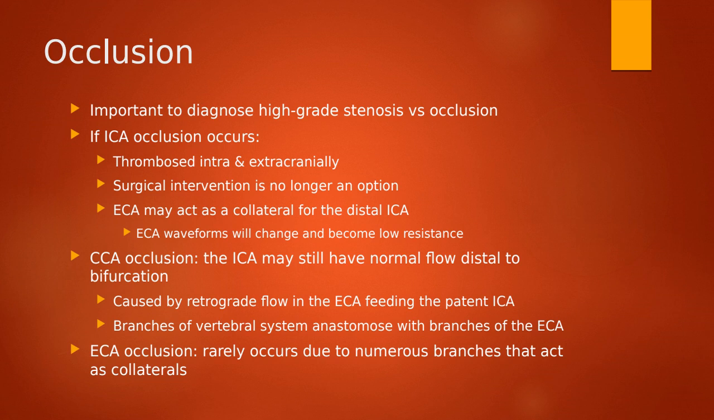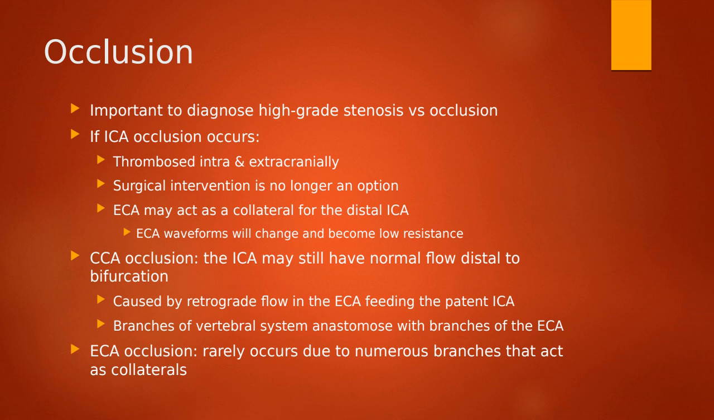And it can be really confusing because you're like, wait a minute, is it really just a high-grade stenosis? Is it really an occlusion? What's happening? With an ECA occlusion, we don't care. It doesn't have an effect on the patient. It has so many branches that come off it that those are going to act as collaterals within themselves. So again, we don't really care if there's an occlusion, but the main thing to take away from this is that if it is completely blocked, we do not go in and surgically clean out that vessel because we rely on the collateral pathways to provide circulation.